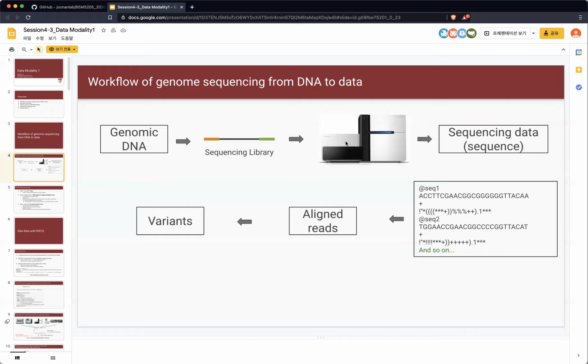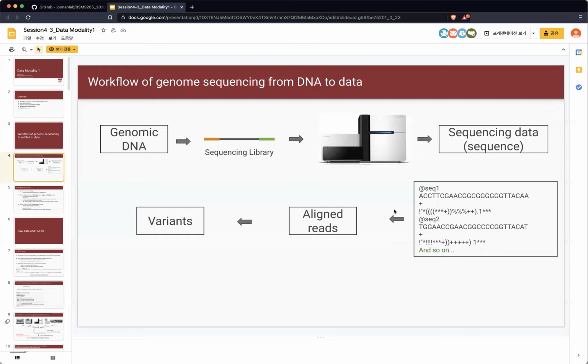So this is the technology native in a sequencing machine, which transforms the image information into the sequence information. Then the sequence information is translated into the DNA information.